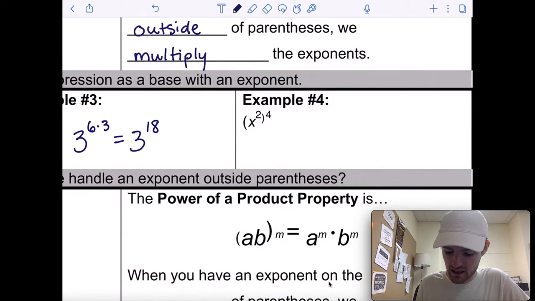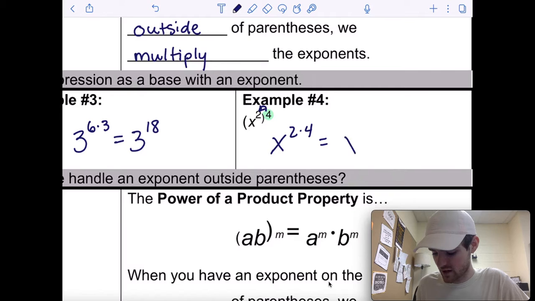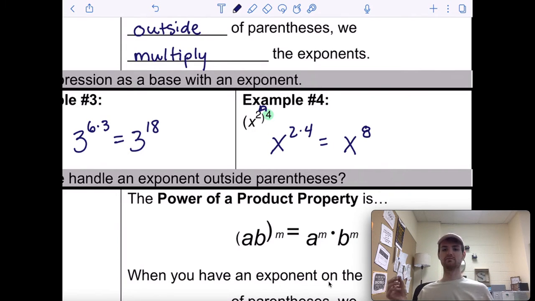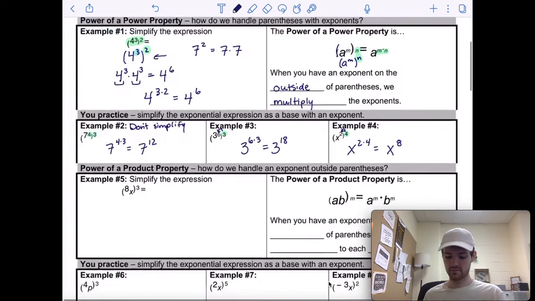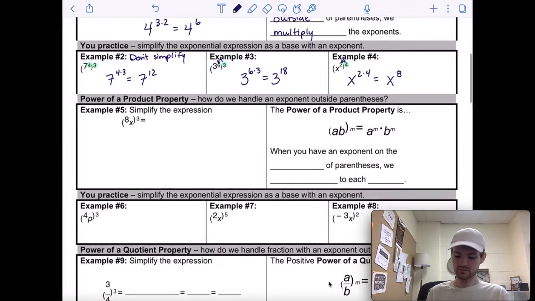Here, same exact thing. We have an exponent instead of a number, but who cares? Same process. X, 2 times 4 gives us x to the 8th.